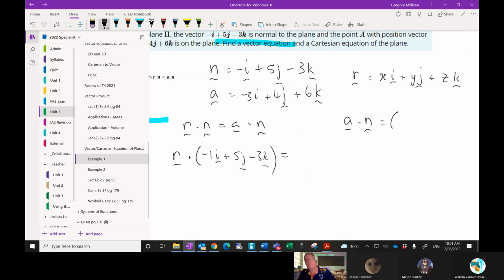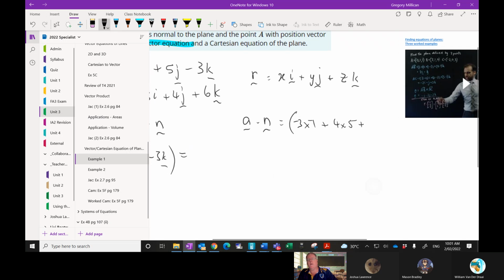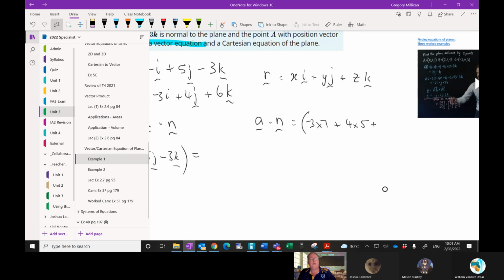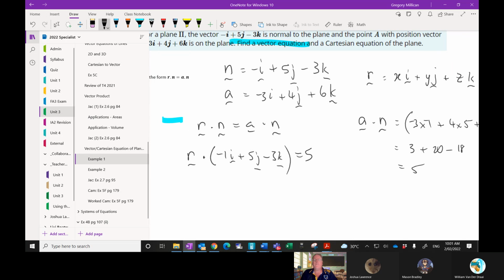So let's do that. A dot n is going to be negative 3 multiplied by negative 1, plus 4 multiplied by 5, plus 6 multiplied by negative 3. By the way, this is the worked solution of this problem and other problems over here for later on. So that's going to be 3 plus 20 minus 18. So that's 5. r dot n equals 5, and that is my vector equation of that plane.